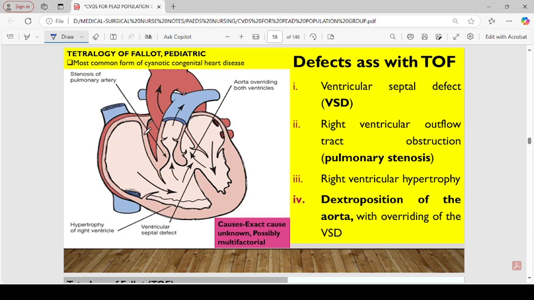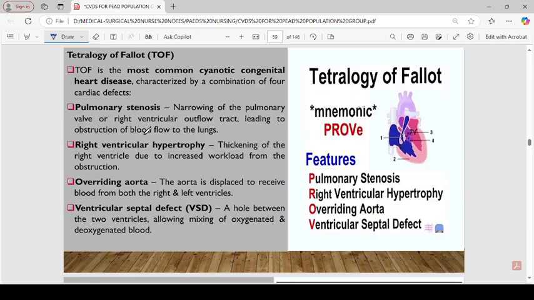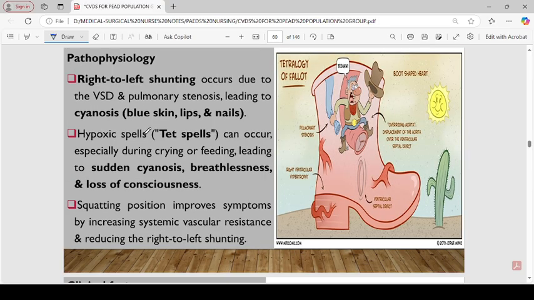The exact cause is unknown, right? And possibly it is multifactorial. So this condition is characterized by four major conditions. We have ventricular septal defect, right ventricular outflow tract obstruction, that is pulmonary stenosis, right ventricular hypertrophy, and dextroposition of the aorta with overriding ventricular septal defect. So this is the most common cyanotic congenital heart disorder. It's characterized by the combination of the four defects that we have mentioned.